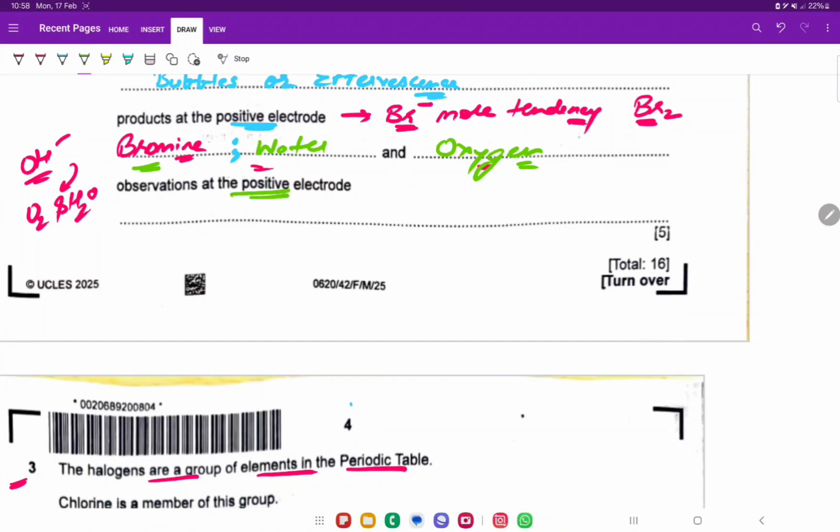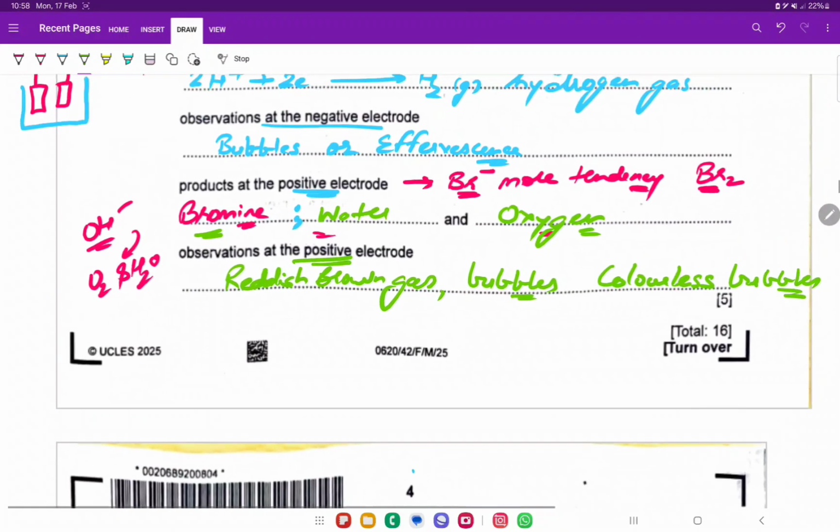Now observation at the positive electrode: if it is bromine, then reddish brown gas or bubbles will be observed. Or if it is oxygen gas, then colorless bubbles will be obtained. So I will write both colorless bubbles and reddish brown bubbles. Let me see what the answer key says when it comes. That's all about this question.